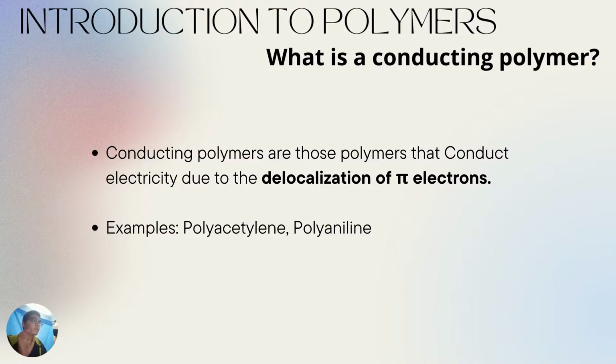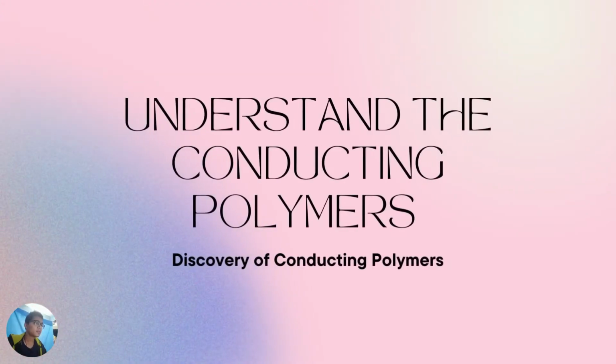So what are the examples of conducting polymers? First is polyacetylene. Second is polyaniline. Okay, next. Someone must have discovered conducting polymers, right? So who are they? Let's find out.